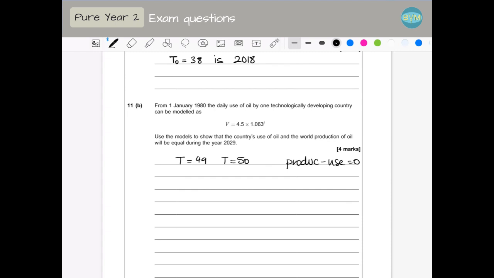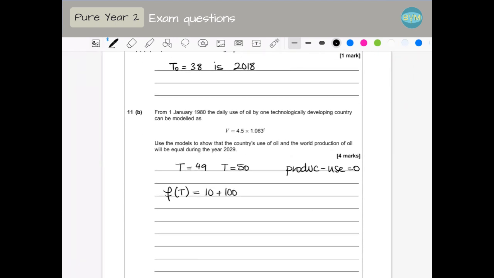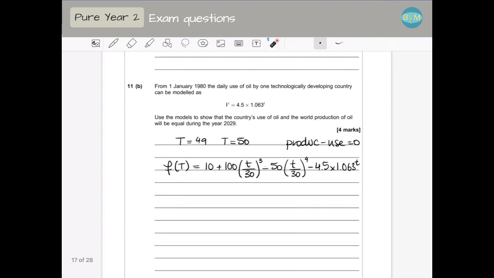So if I call f(t) the difference between production and use, it will be 10 plus 100 t to the 30 cubed minus 50. This is the production minus the use, which is this one. I'm going to see that there is a change of sign in this interval to prove that this is going to be 0 in that interval.